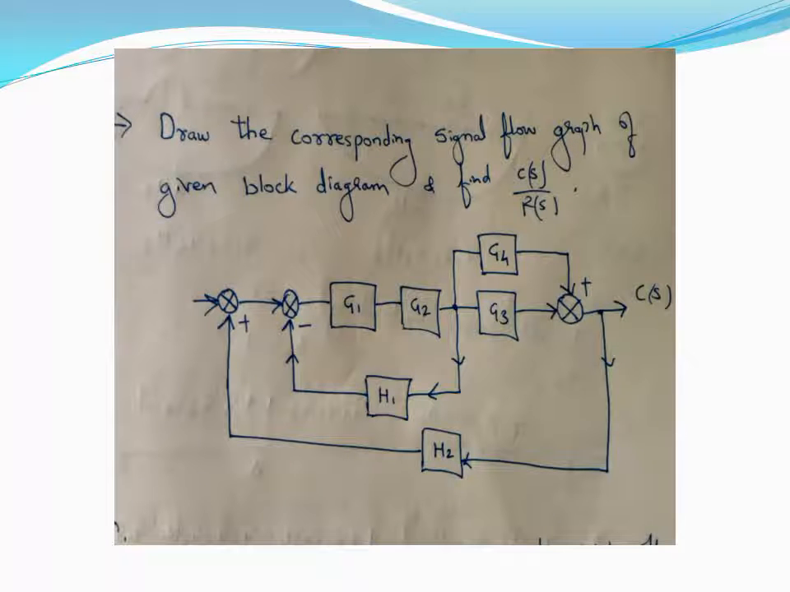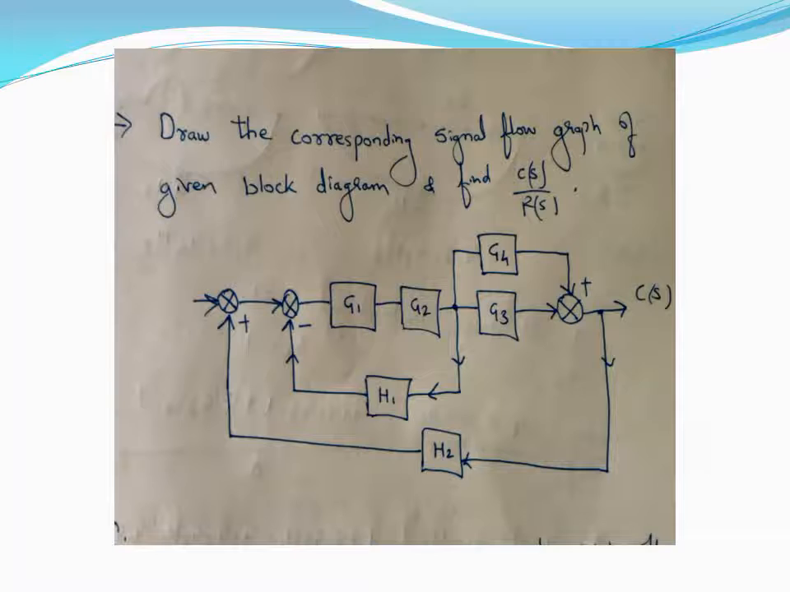So here is one example. Draw the corresponding signal flow graph for the given block diagram and find C of S by R of S. So you need to find the total transfer function for the corresponding block diagram. Here we see the input, which is given to a summing point. There are three summing points, and we can see two takeoff points. So given is a block diagram.